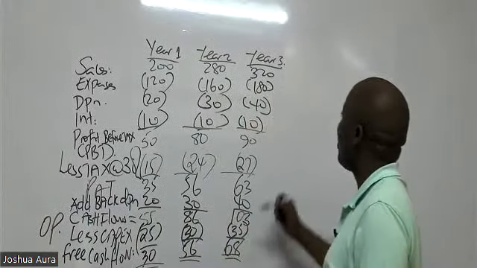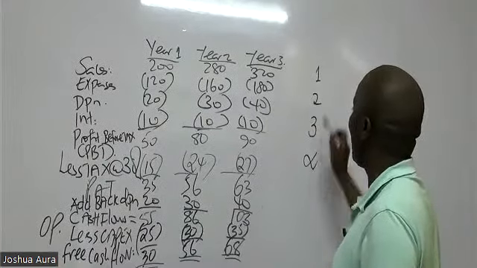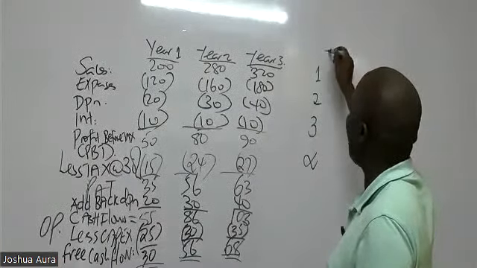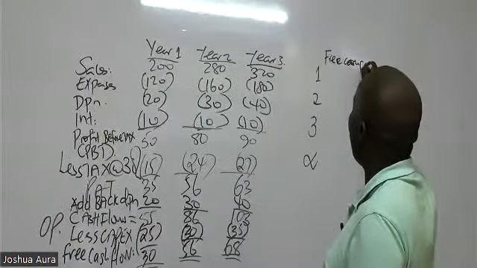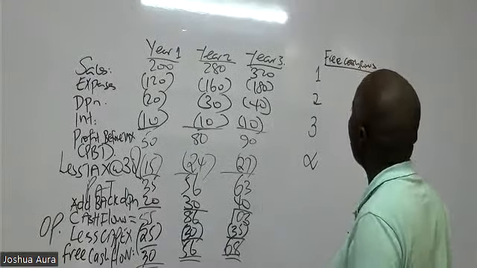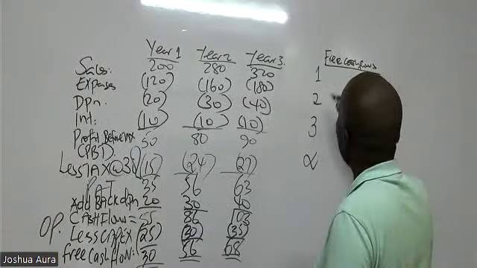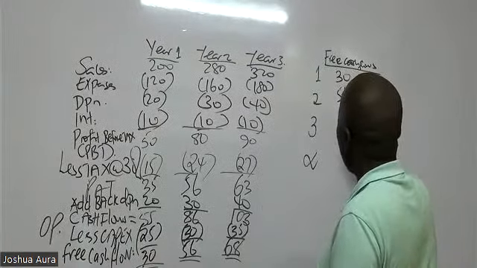You stop at year 1, year 2, year 3, and then there is infinity. Free cash flows are the ones we use for valuation purposes. For valuing target companies, we shall be using free cash flows. So we have 30, 56, and then we have 68.